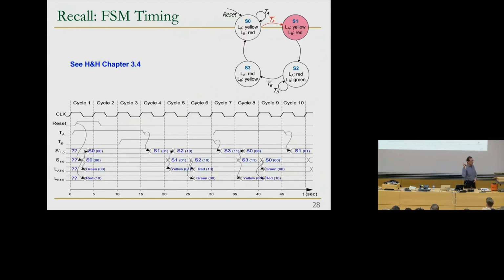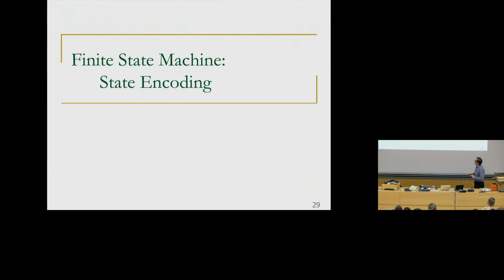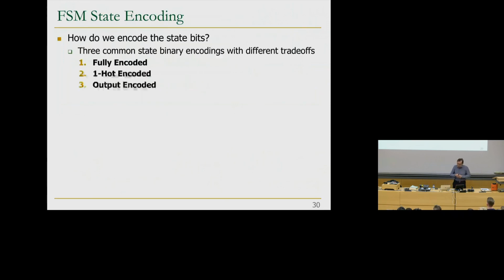And I said, if you want to go through this, just look at chapter 3.4 from this book so that you remember, you understand the timing. But we'll cover timing a lot more in the next lecture. Okay, so this is where I stop. Basically, let's take a look at what you can do with our finite state machine. Actually, state encoding is one. This is actually important. How do we encode the state bits?